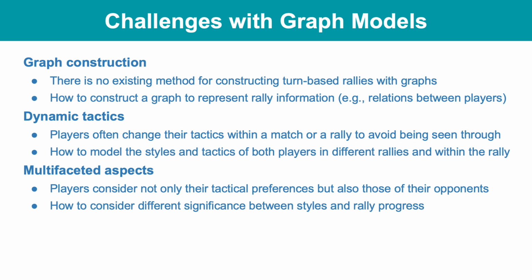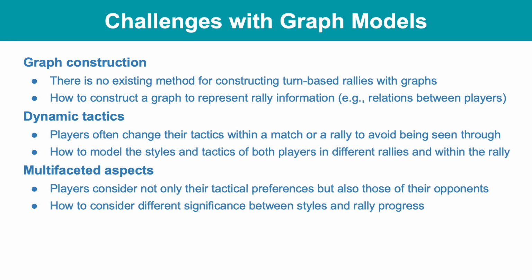Still, there are three key challenges that hinder the direct use of existing graph methods in movement forecasting. The first one is how to construct a graph to represent rally information, including the relations among players and their strokes. Since previous approaches haven't adopted graphs for turn-based sports analytics, there is no existing method for reconstructing badminton rallies into graphs.